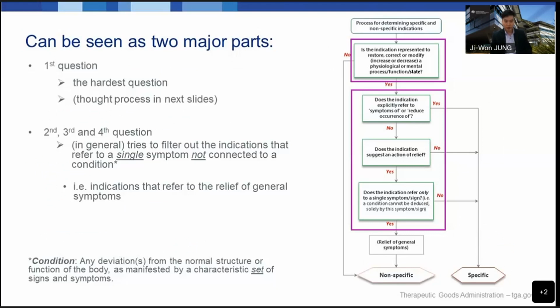And the second, third, and fourth questions, overall, in general, what this is trying to achieve is that it tries to filter out the indications that refer to a single symptom, which is not connected to a condition. And a condition, we define it by a set of signs and symptoms. So these indications which we have filtered out would generally be indications which refer to the relief of general symptoms only, and that will turn into a non-specific indication.